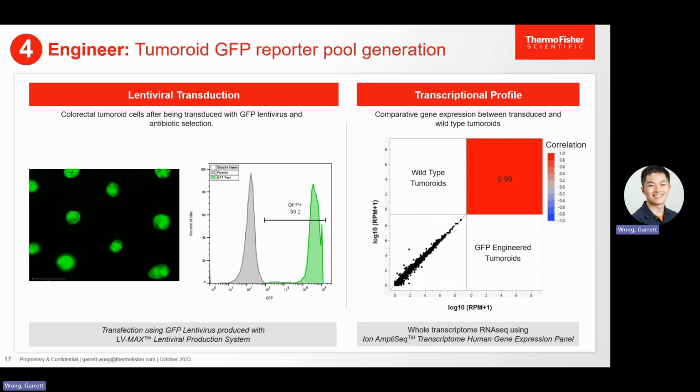These cells were left as a cell pool, since any type of clonal isolation would ruin the heterogeneity of the tumoroid line. So typically we would not recommend doing any type of clone selection for tumoroid models for that reason.